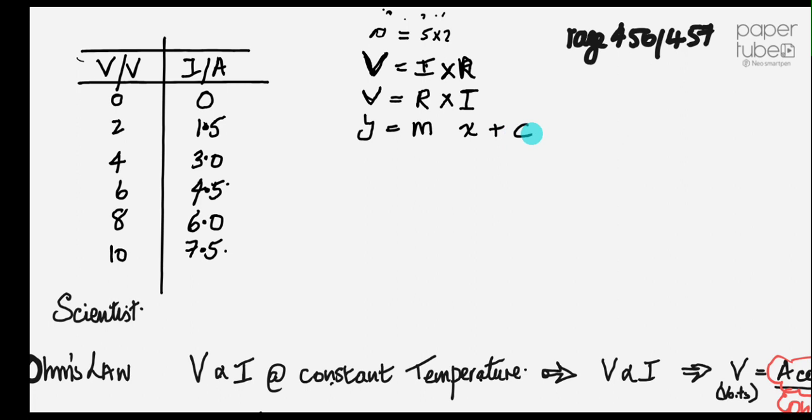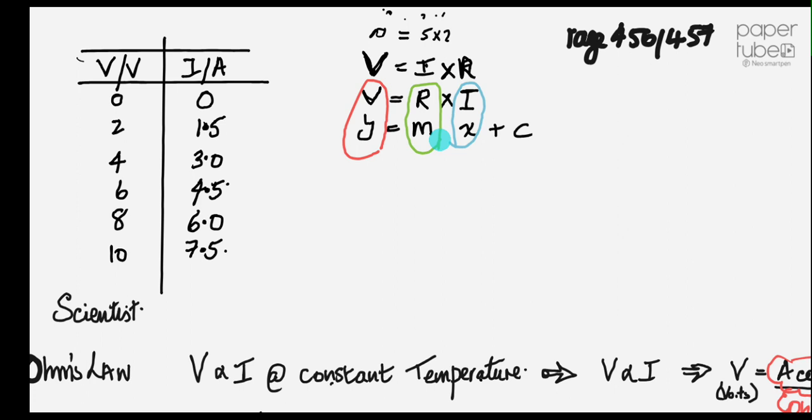So we're going to change to a different colour here. I'm going to change to red. So on my y-axis I'm going to have the voltage. Fair enough. On my x-axis I'm going to have the current. And the gradient will be R. So this is the graph that I expect to find.